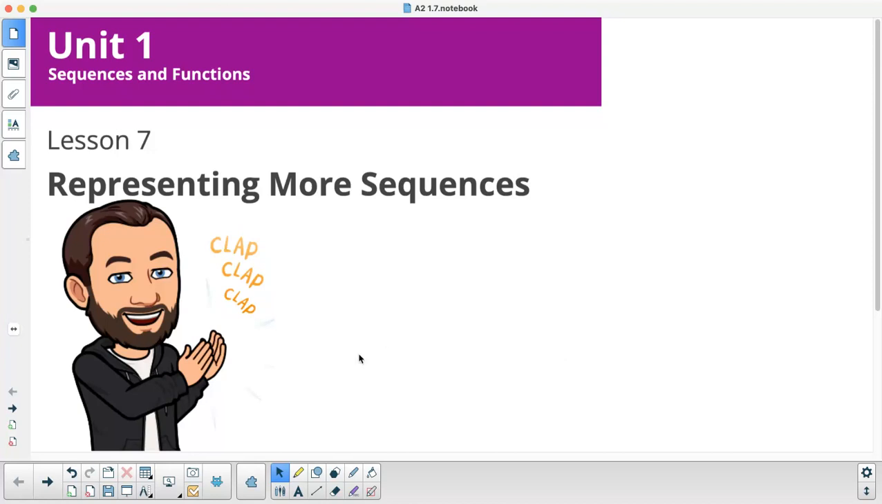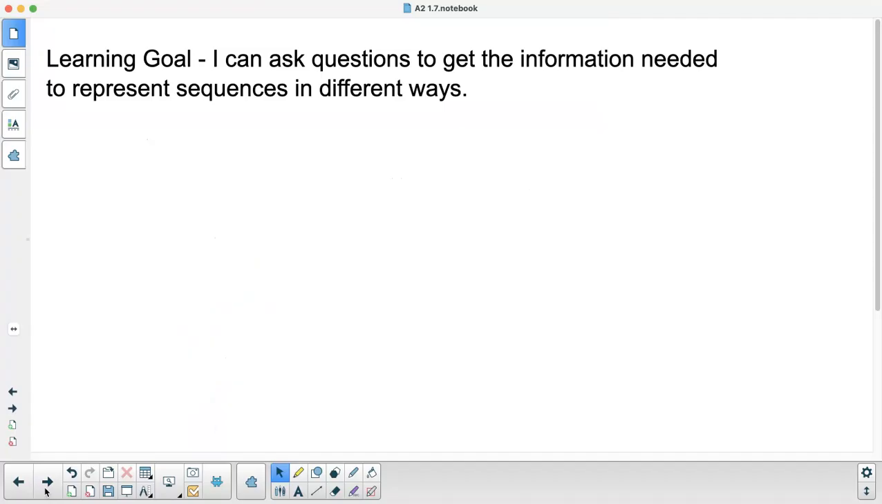Okay, Algebra 2, lesson 1.7 is called Representing More Sequences. All right, so our learning goal today is a little different. It's kind of a review lesson, but our goal here is I can ask questions to get the information needed to represent sequences in different ways.